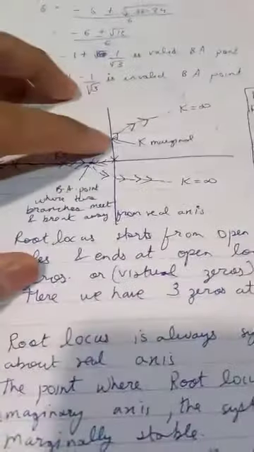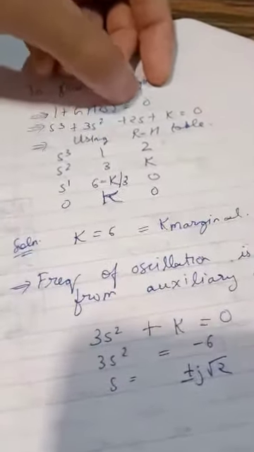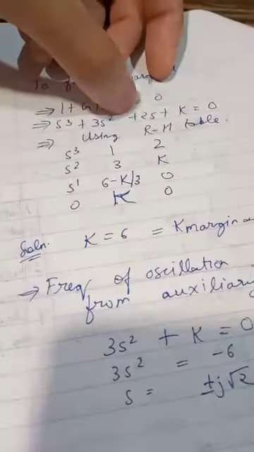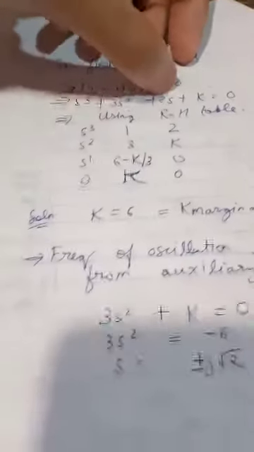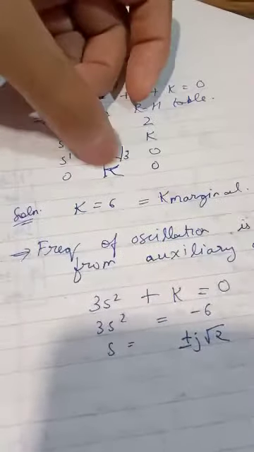If we have to find the value of k marginal, then we can use the RH table. So this way we have found the value of k marginal. 1 plus G H of s equal to 0, so s cube plus 3s square plus 2s plus k equal to 0. Using the RH table, the value of k will be 6 from this condition for marginal stability.